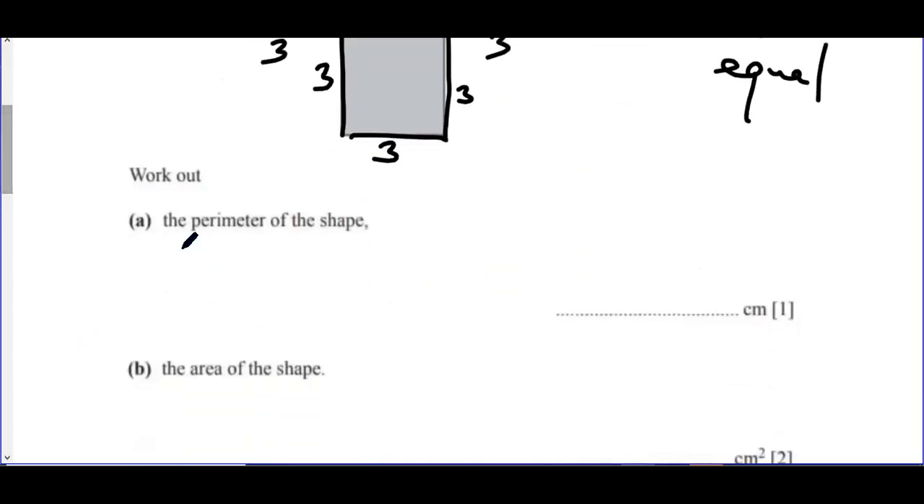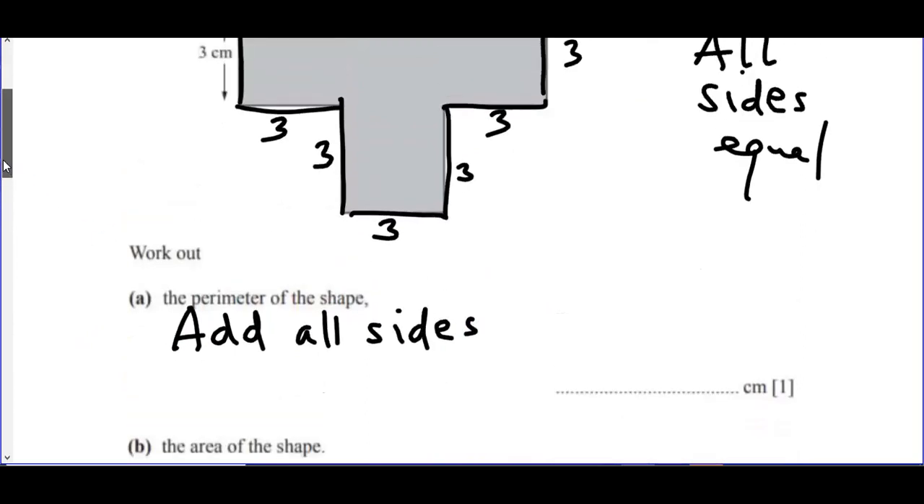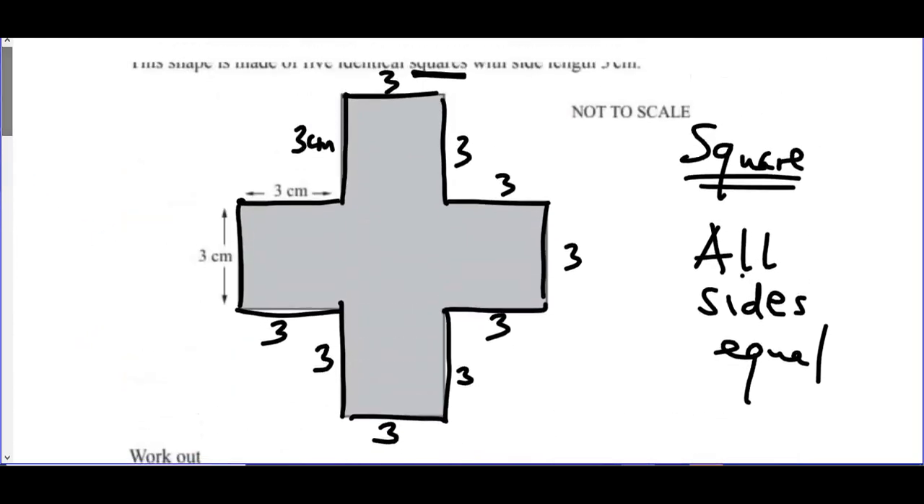The perimeter is nothing but to add all sides. Simple. Now, how many sides are there? Let me start from here. 3 plus 3 plus 3 plus 3 plus 3 plus 3 plus 3 plus 3 plus 3 plus 3 plus 3 plus 3. So how many 3s are there? You can count them. I'm starting from here, counting how many 3s there are.